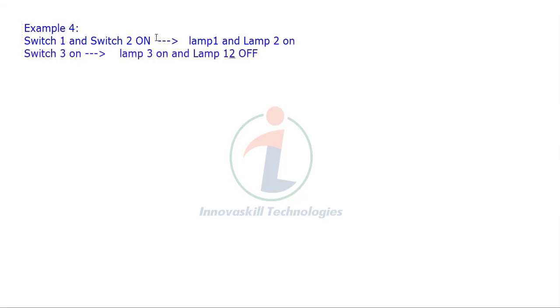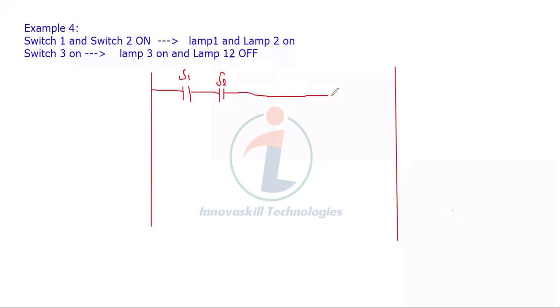So here totally we have 3 inputs and 3 outputs. The condition first we have to do: 2 inputs are there, switch 1 and switch 2 on, lamp 1 and lamp 2 on. Switch 1 and switch 2, so I am connecting it in series. Since it is NO, I am connecting it in series like this. Lamp 1 and lamp 2 I have connected. So if switch 1 and switch 2 are on, lamp 1 and lamp 2 will be activated.